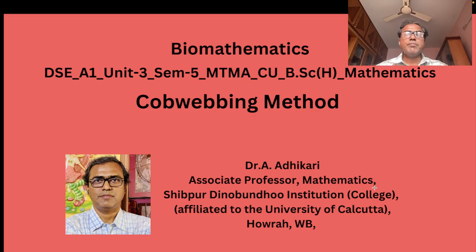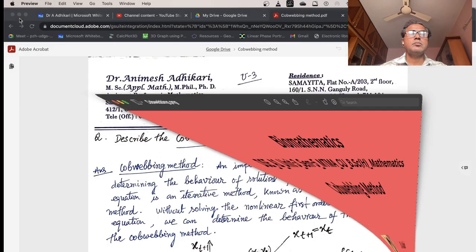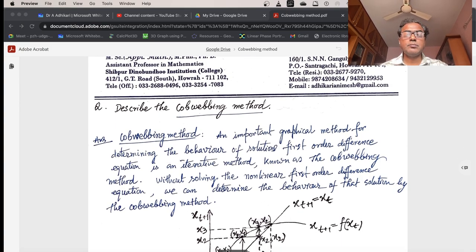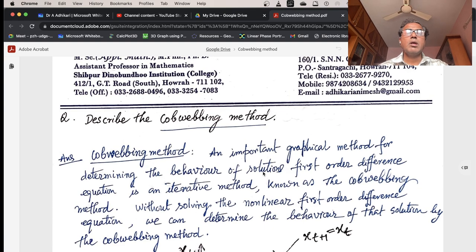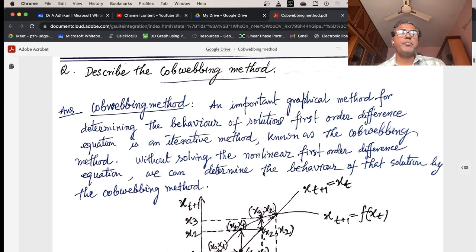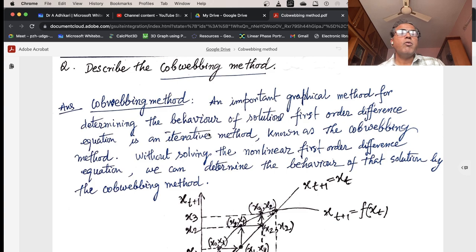Now we discuss the cobwebbing method to study the nature of the solution of a difference equation. What is the cobwebbing method? It is an important graphical method for determining the behavior of solutions of a first order difference equation, an iterative method known as the cobwebbing method. Without solving the nonlinear first order difference equation, we can determine the behavior of that solution by the cobwebbing method.